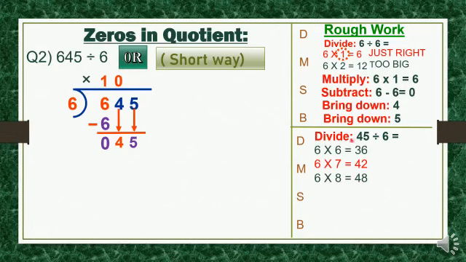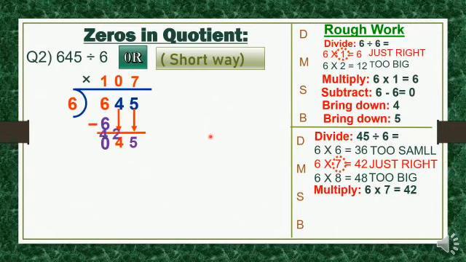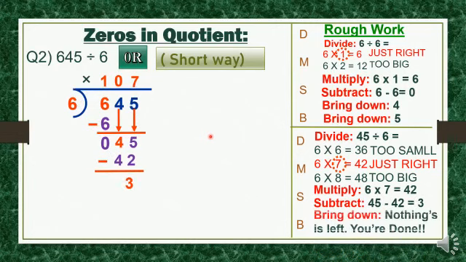So 6 8s are 48, which will be too big because the required number is 45, and 6 6s are 36 will be too small. So the just right number will be 6 7s are 42. So we'll take that 7 and write it on top of 5. Then we will be multiplying 6 7s are 42. Then the next step is to subtract. After subtracting, we get the answer as 3.